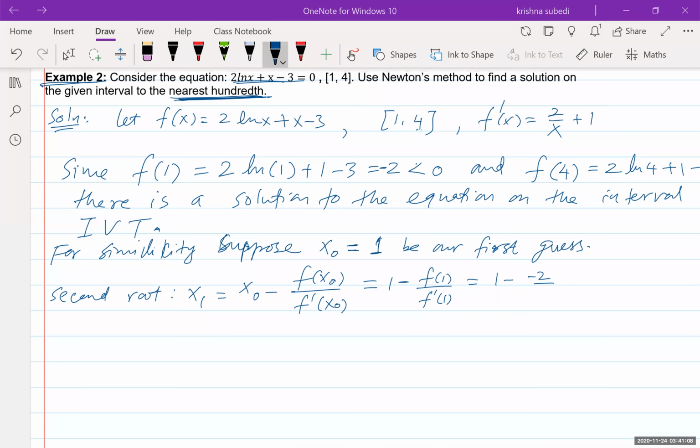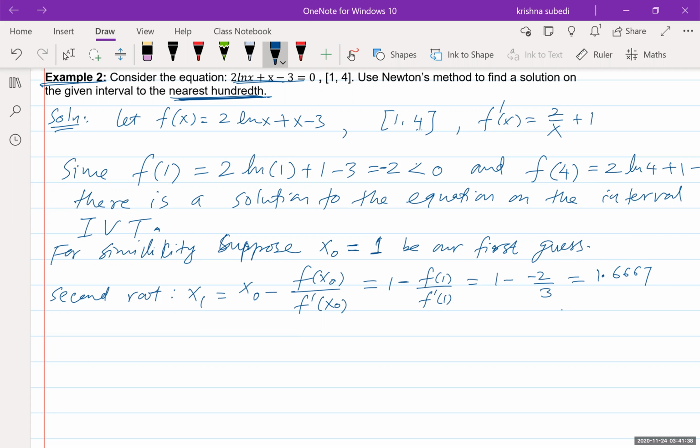Okay, so if I plug in this value 1 there, I'll get 2 over 1 plus, so it is basically 3. When I substitute the value x equals 1 in the derivative function, I'm going to get 3. So if you solve it, you're going to get 1.6667. Okay, four decimal, minimum 4 decimal places. Four digits after the decimal, please.